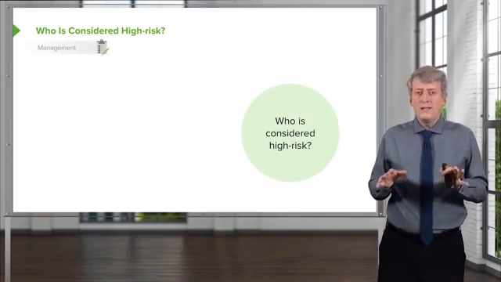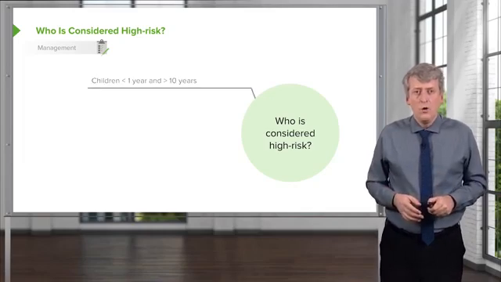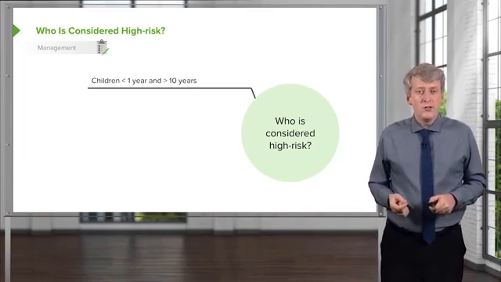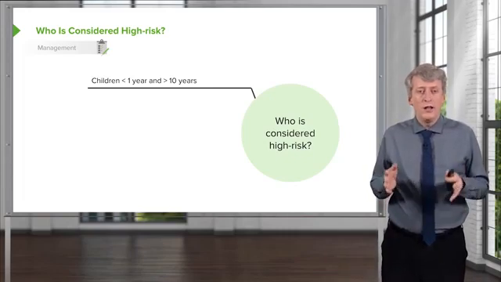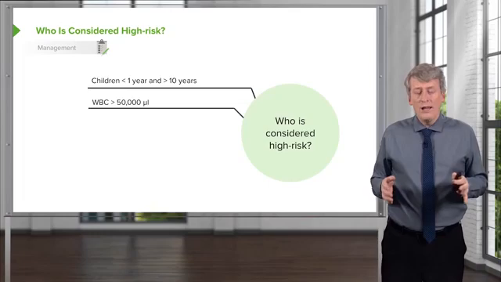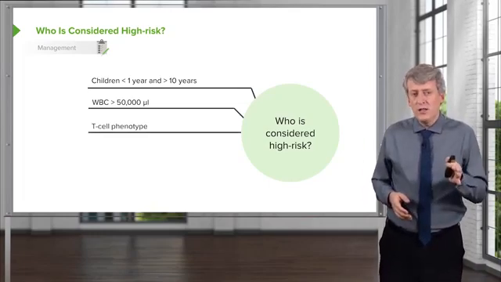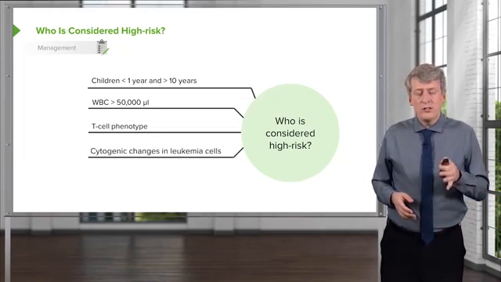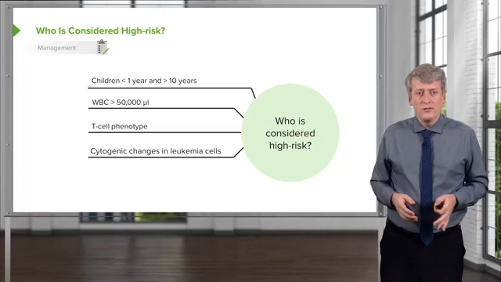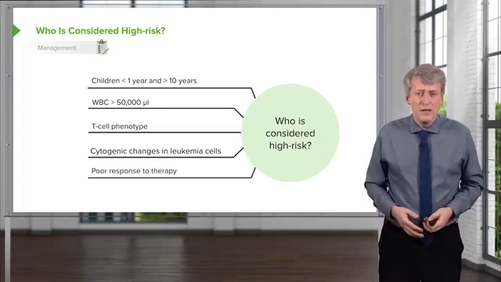So who is at highest risk when they have leukemia? Who are the high-risk patients? Well, children more than 10 years and less than 1 year are at higher risk. The children between 1 and 10 are at lower risk. If their white count is very, very high, they're at higher risk. If they have a T cell phenotype, they're at higher risk. And if they have cytogenetic changes in their leukemia cells, they're at higher risk. And lastly, makes sense, if they're not responding well to therapy, they're at higher risk.